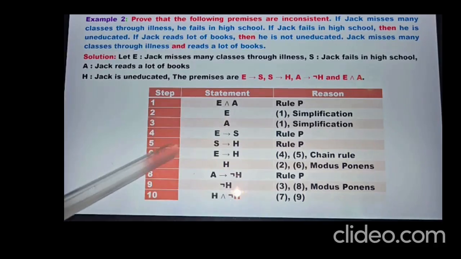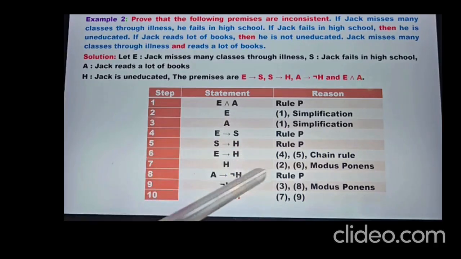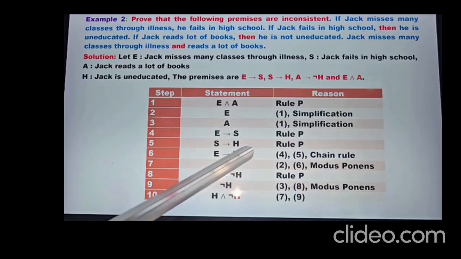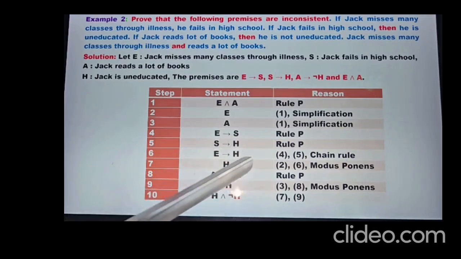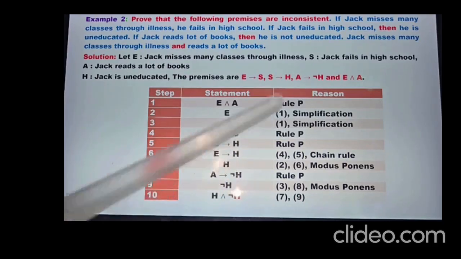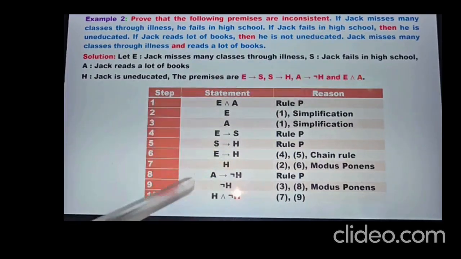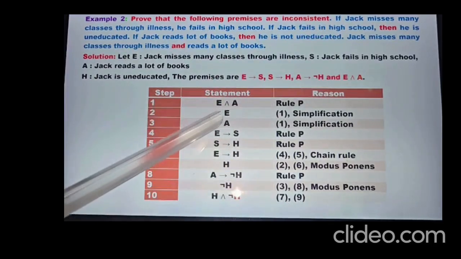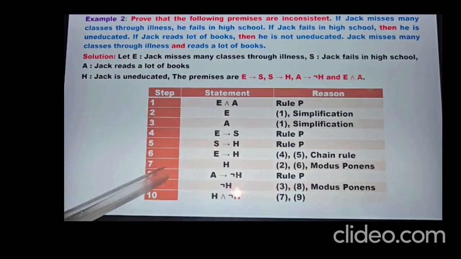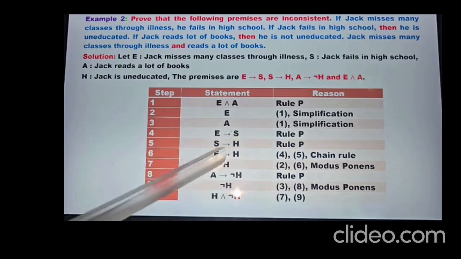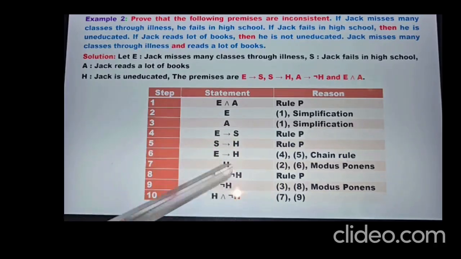This step number 6, E to H is true. Now you take the contrapositive for this one, negation H to negation E. That is, you get A to negation H is true, it's given, and then apply step number 3 and step number 8. I get step number 9, that is negation H is true.